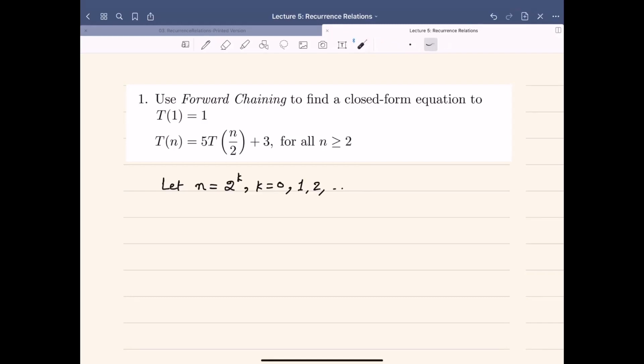Why should it start from 0? Because the first value of n is 1. And you know 1, if I want to make it a power of 2, I let k equal to 0, so 2 to the power 0 is equal to 1.